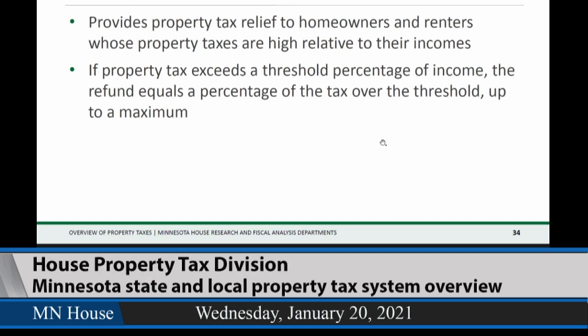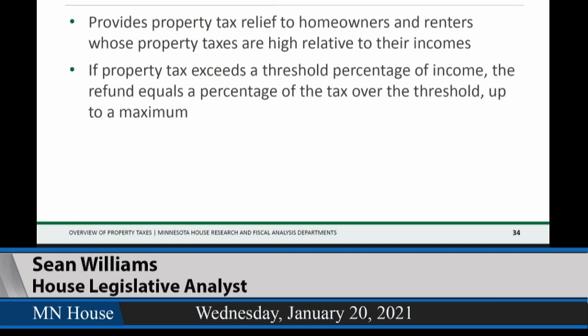Next slide. Sorry, Chair Joachim and members. My name is Sean Williams from House Research Department. I typically staff individual income taxes for House Research, but I also staff the property tax refund program because, as I'm going to describe, it's a little bit different than some of the other property tax programs.